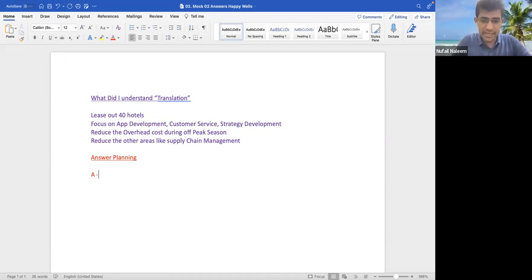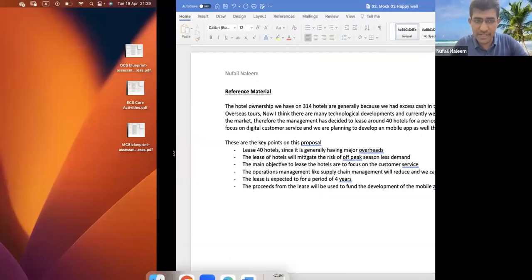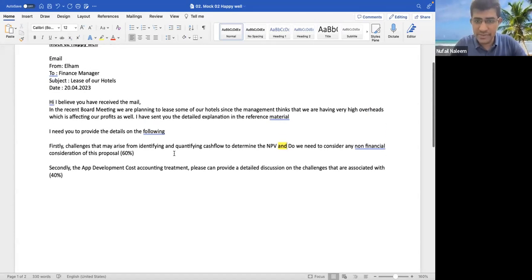So part A, it is 60%. So 60% means in simple language, it will be around 15 marks in total. And the part B is 40%, which effectively will be 40 marks in total. So students, now I'm just going back and going through the question. Challenges that may arise from identifying and quantifying cash flow to determine the NPV. So that is one section.